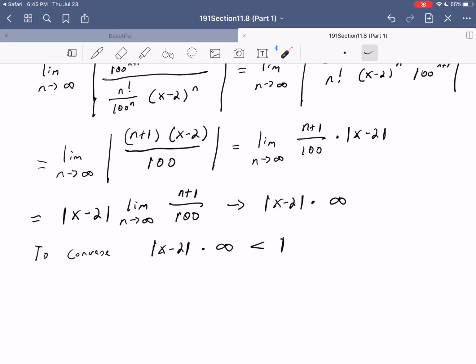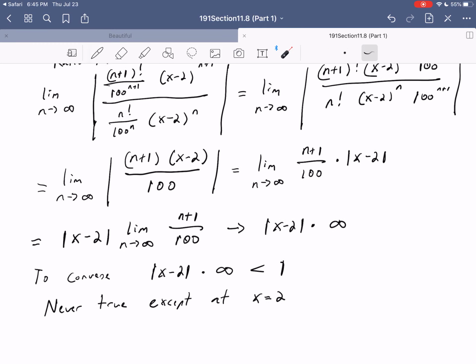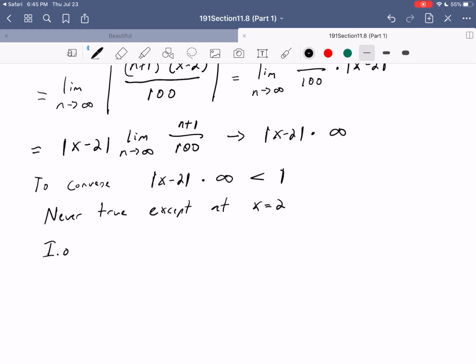Well, if you pick out an x value, this will become a number, and a number times something infinite is not going to be less than 1, unless, of course, the number you happen to pick out makes this exactly 0. So this is never true except at x equals 2. This inequality here will never be true unless you happen to pick exactly the center, where this is 0, and then 0 times this thing that's tending towards infinity is going to automatically be 0. So this is only true at x equals 2. Remember, x equals 2, unsurprisingly, was our center. So our interval of convergence is just the single value x equals 2.